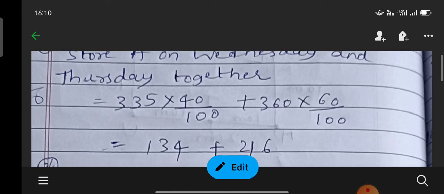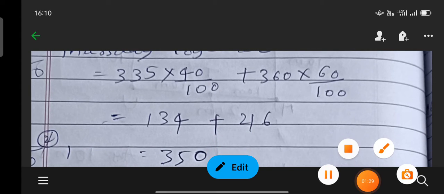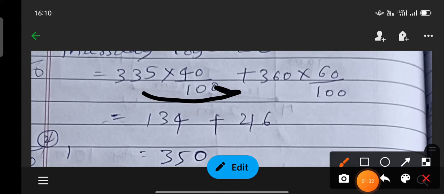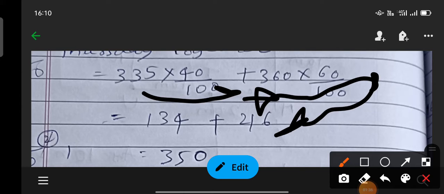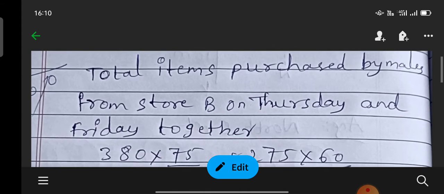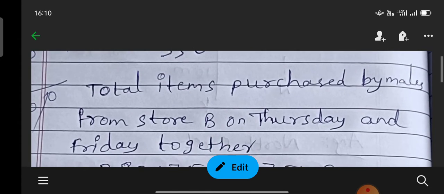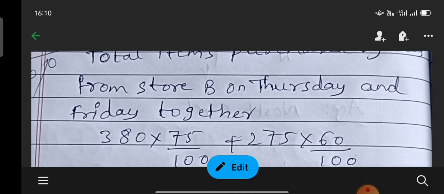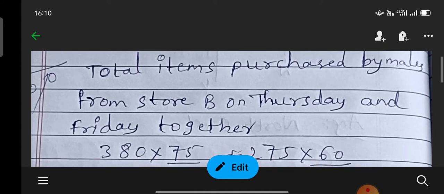See here, 335 into 40 by 100 plus 360 into 60 by 100 equals 134 plus 216 equals 350 is the answer. At the same time they have also asked about males.